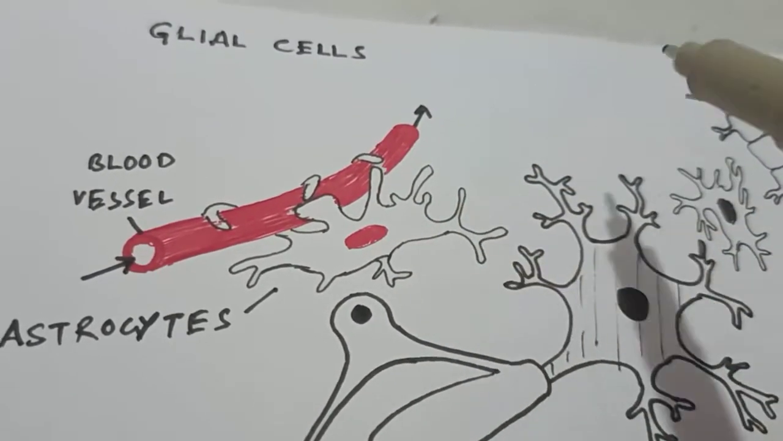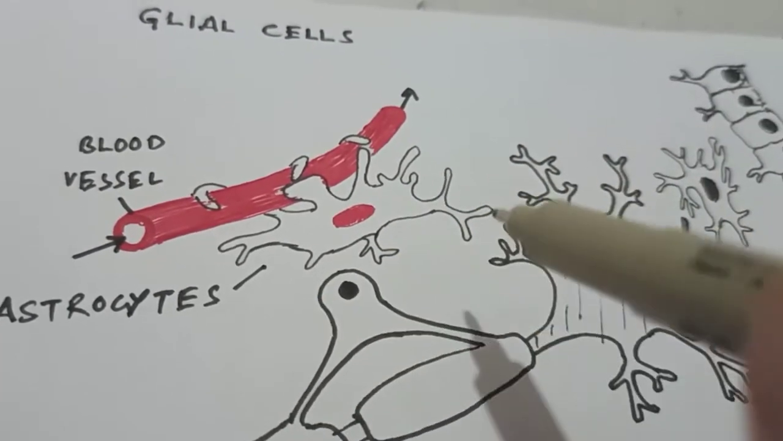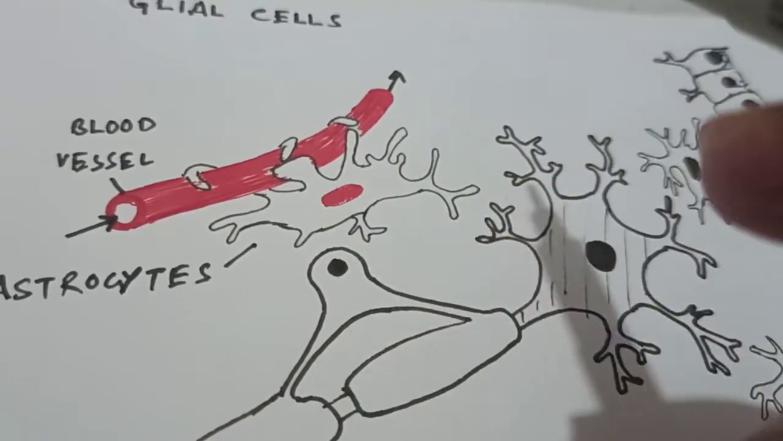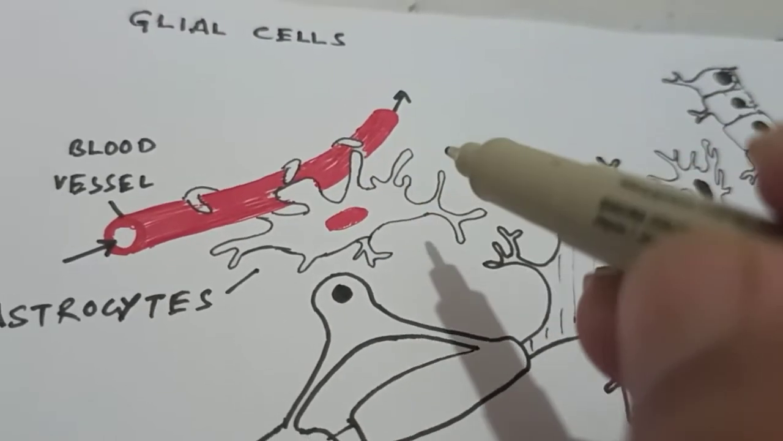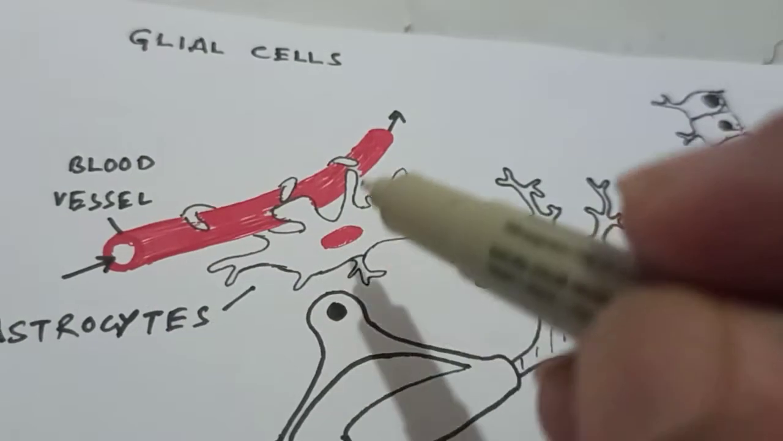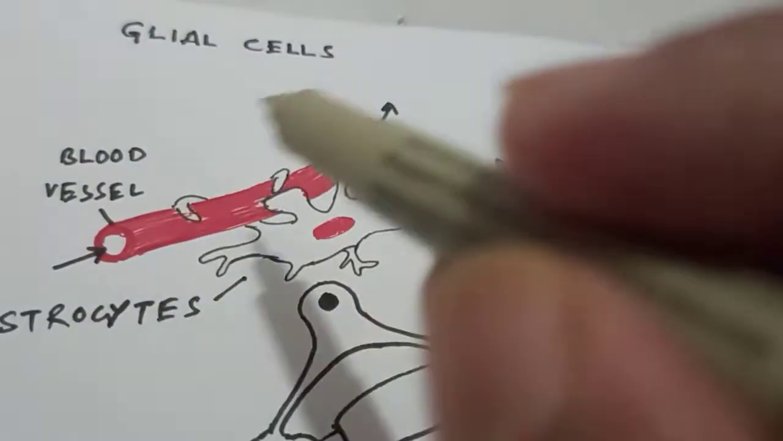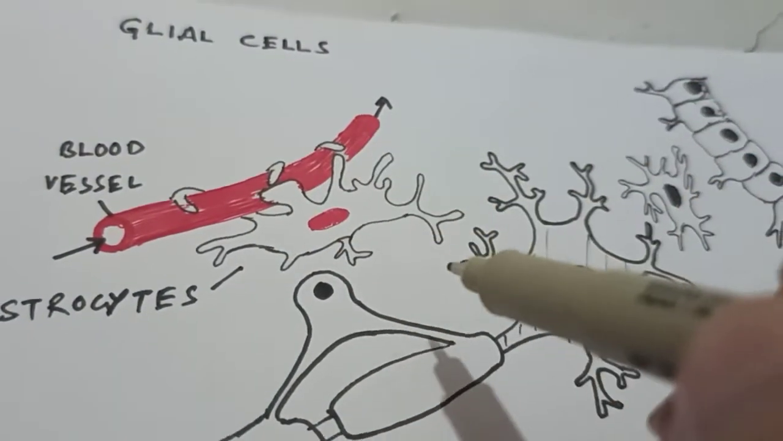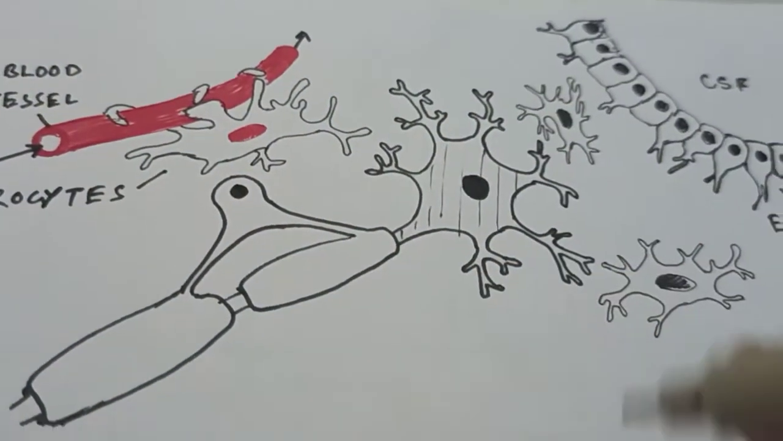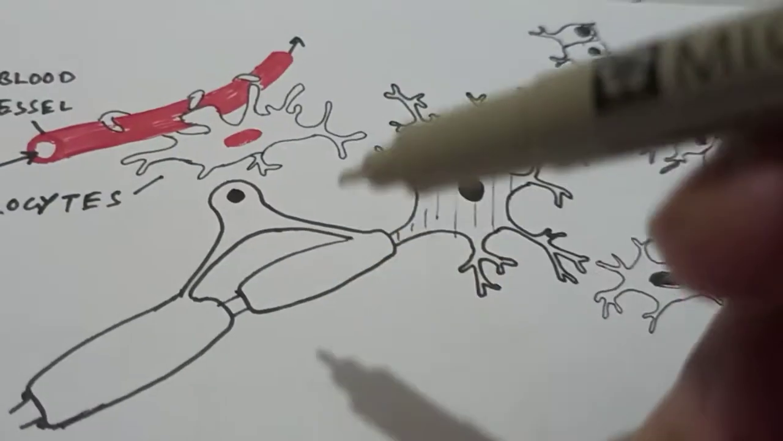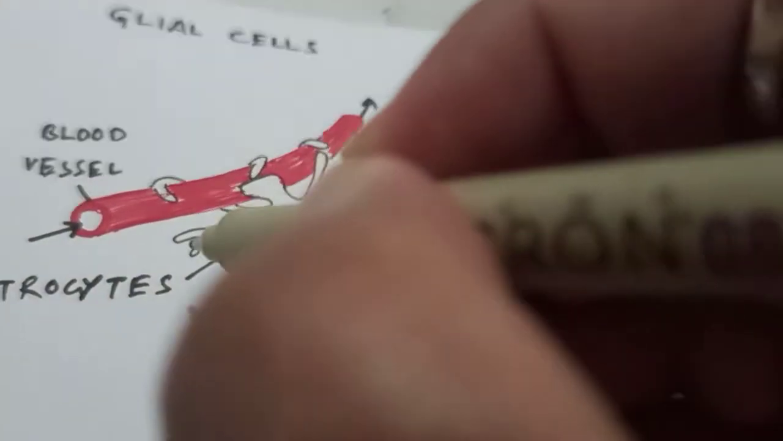It has multiple projections running all around in every direction, so it appears like a star-like shape. Now, astrocytes are not only present forming the blood-brain barrier, but along with it, they are present in the entirety of the neural tissue inside. Okay, so let's talk about the blood-brain barrier here.